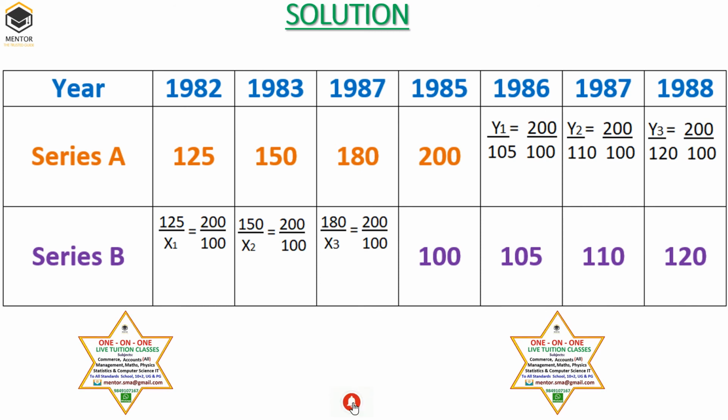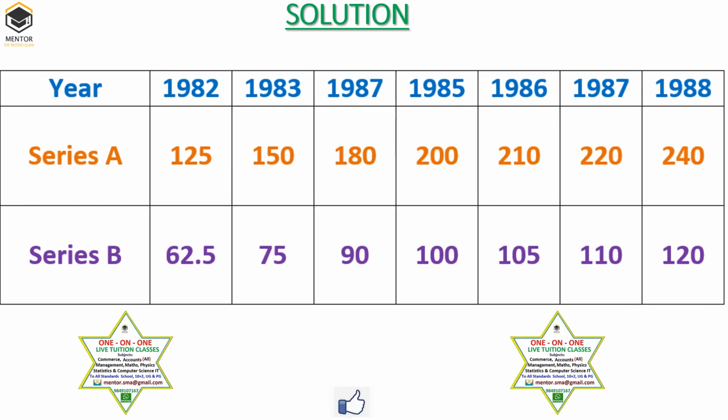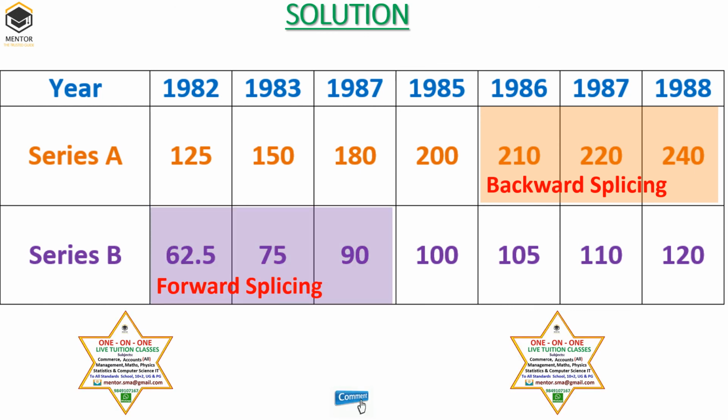So this is our calculation. I have substituted it in the tabulation. Here I got the values for series B: for 1982 it is 62.5, 1983 is 75, 1987 is 90. For series A: for 1986 I got 210, 1987 220, 1988 is 240. So I got this in tabulation. This is our series A. If I take this splicing, it will be called backward splicing for the years 1986, 1987, 1988. For series B, 1982, 1983 and 1987 will be called forward splicing.